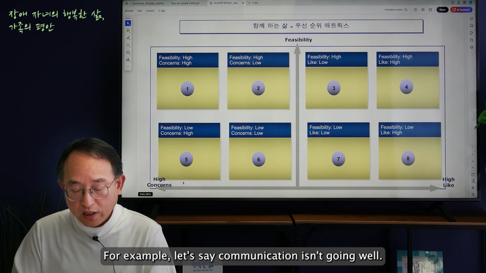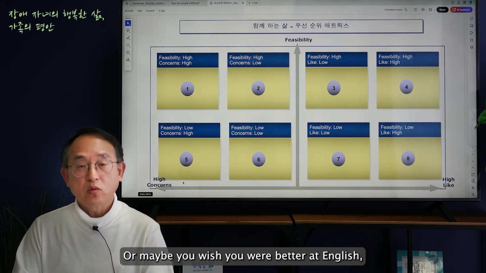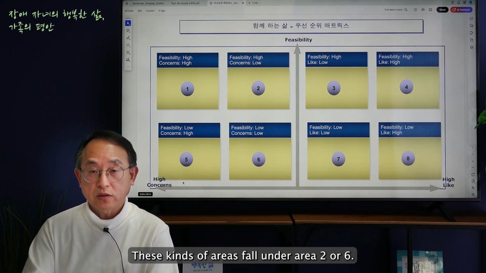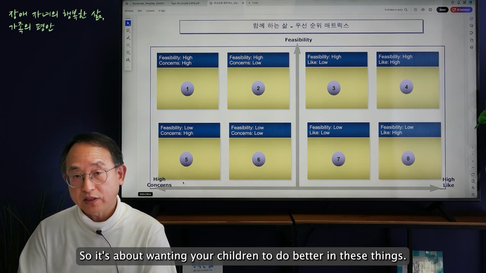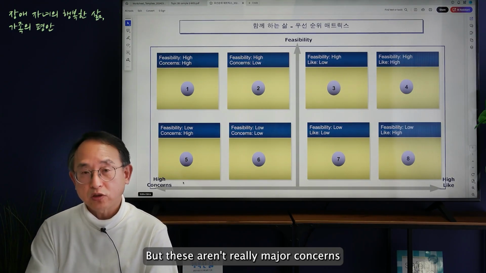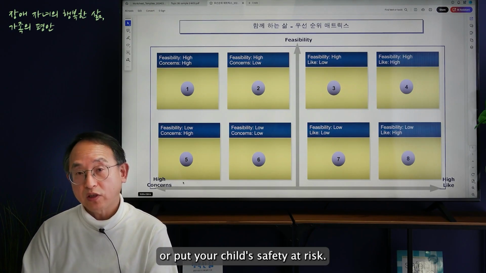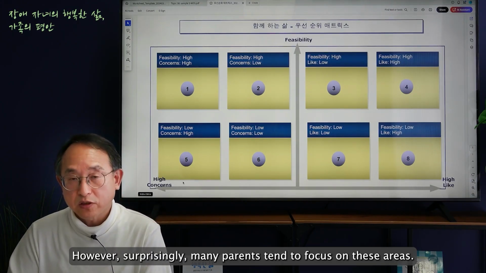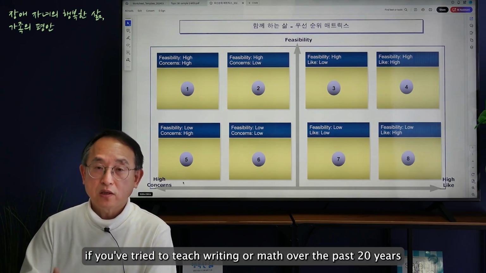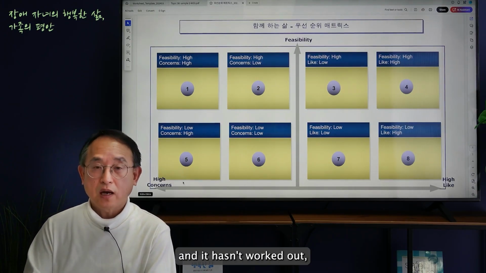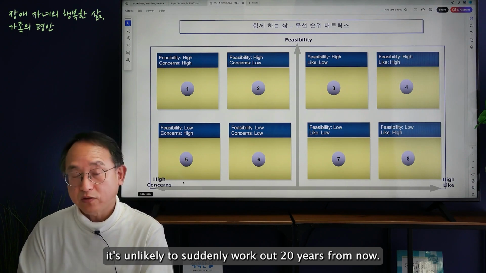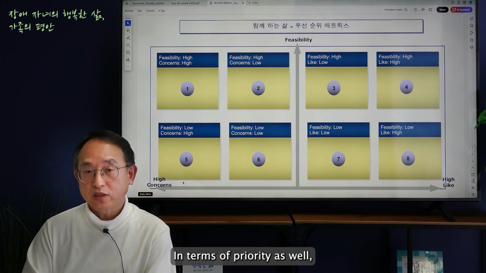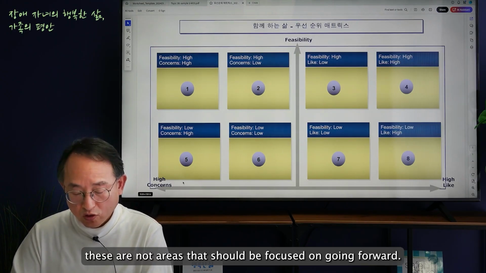For example, let's say communication isn't going well, or maybe you wish you were better at English, or perhaps you wish you knew how to write better. These kinds of areas fall under area 2 or 6. It's about wanting your children to do better in these things. But these aren't really major concerns because they're not things that harm others or put your child's safety at risk. However, surprisingly, many parents tend to focus on these areas. But in these areas, if you've tried to teach writing or math over the past 20 years and it hasn't worked out, it's unlikely to suddenly work out 20 years from now. In that case, it's highly likely that this falls under area 6. In terms of priority as well, these are not areas that should be focused on going forward.